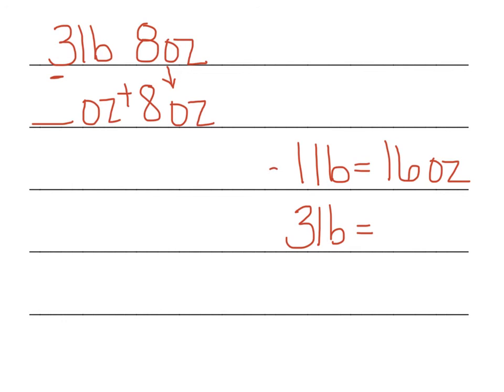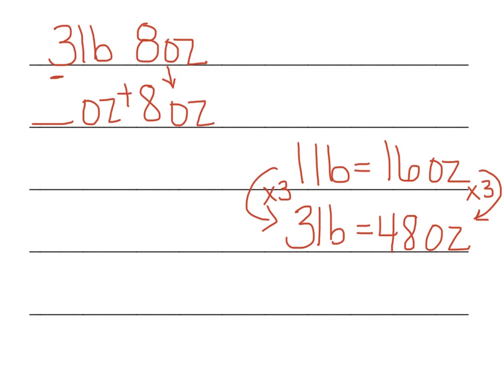equals. Well, how did I get from 1 to 3? I didn't divide because I'm getting bigger. I multiplied. So 1 times 3 is 3. Then over here, what I do to one side, I do to the other, times 3. Well, 16 times 3 would be 48.